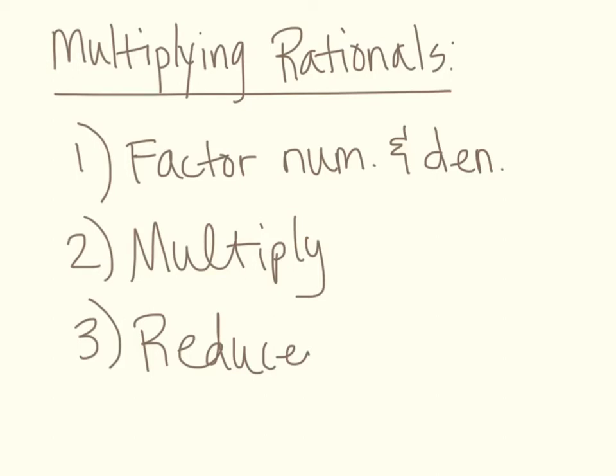When you multiply rational expressions, the first thing you're going to want to do is factor every numerator and denominator you see. So you're going to have two separate rationals. You're going to factor both numerators, factor both denominators. Then you're going to go ahead and multiply across. In other words, you're going to take a whole bunch of quantities and multiply them across. And then last but not least, you're going to cancel or reduce what you're left with.